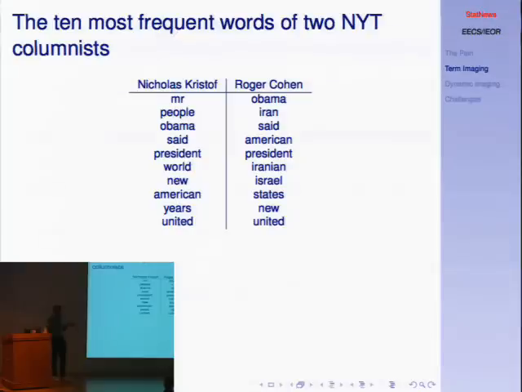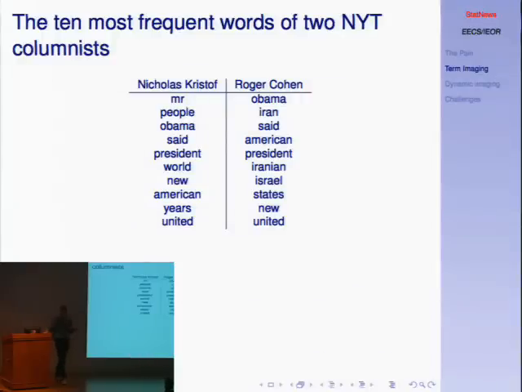Well, in the particular period where this data rests on, it was just before the election. So both were talking about elections for president. Okay, so they talk about Obama, president, American, and so on. So there's only a few words that are different. There's a reference to the Middle East here with Roger Cohen, but you know, mostly I would say this is a nice list. It's perhaps accurate, but it doesn't help me distinguishing between two things.